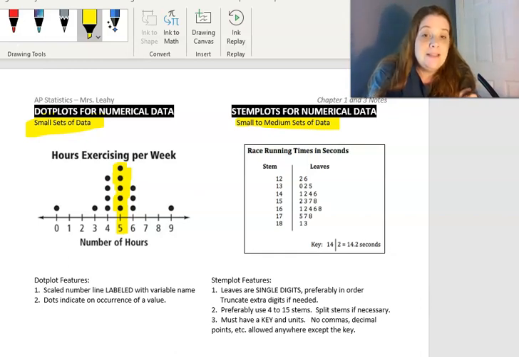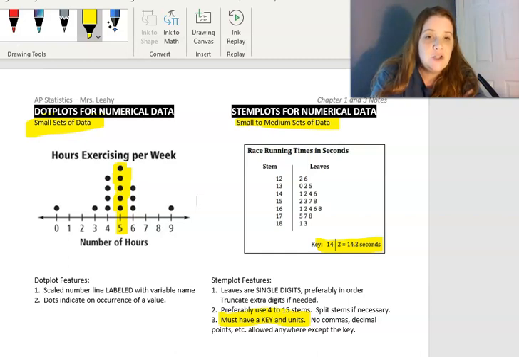When you make a stem plot, you're going to see a couple of features. The first is that it always is going to have a key to teach you how to read it. So in this case, the key says 14/2, or a stem of 14 and a leaf of 2 means 14.2 seconds. So when I go and look at some of these values, I see this is going to be 12.2 seconds, 12.6 seconds, 13.0 seconds, 13.2 seconds, 13.5 seconds, 14.1, 14.2, 14.4, etc.